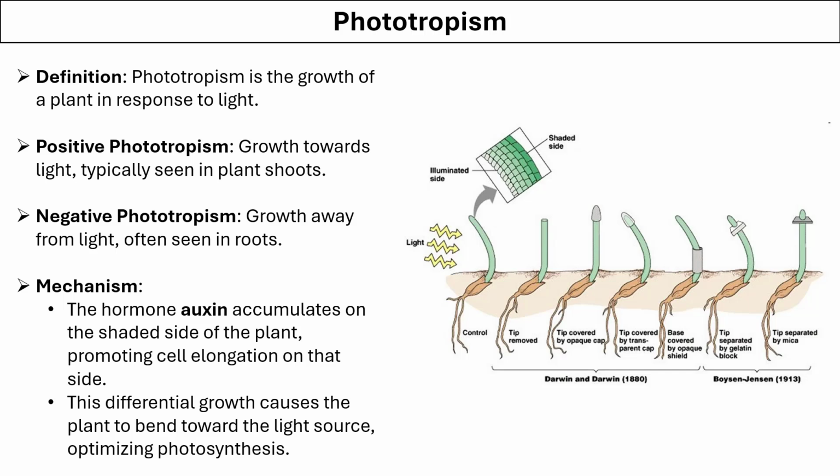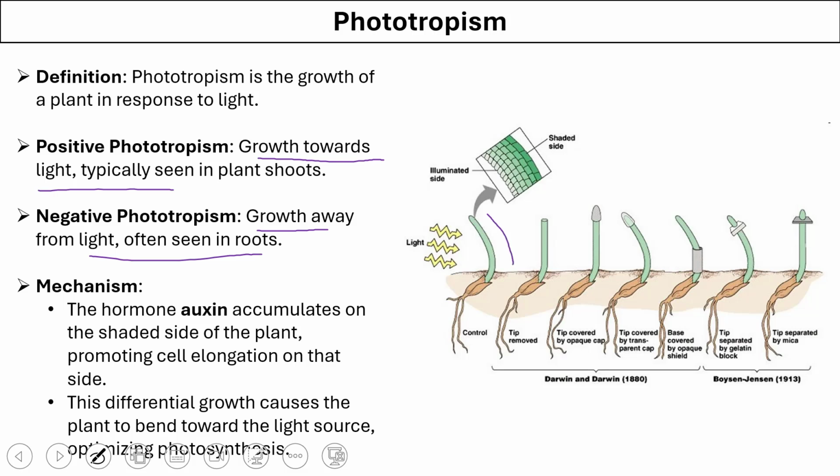Phototropism is the growth of a plant in response to light. Positive phototropism is the growth of a plant toward the source of light, and negative phototropism would be growing away from light. For example, here you can see that the shoot system tends to grow towards light, and the root system tends to grow away from light.